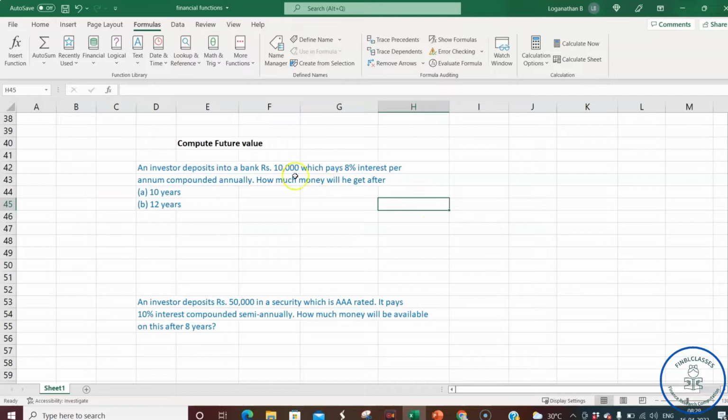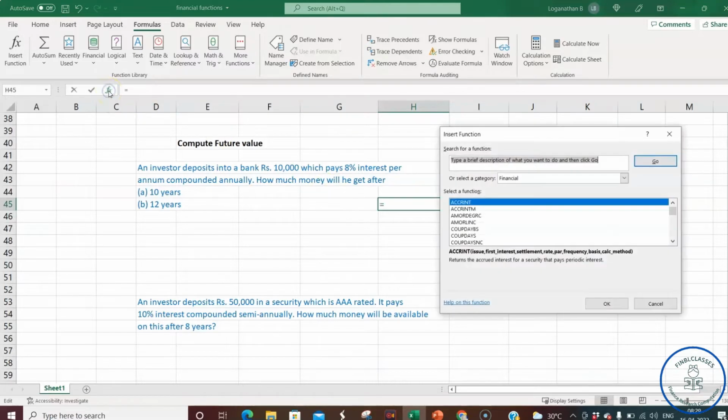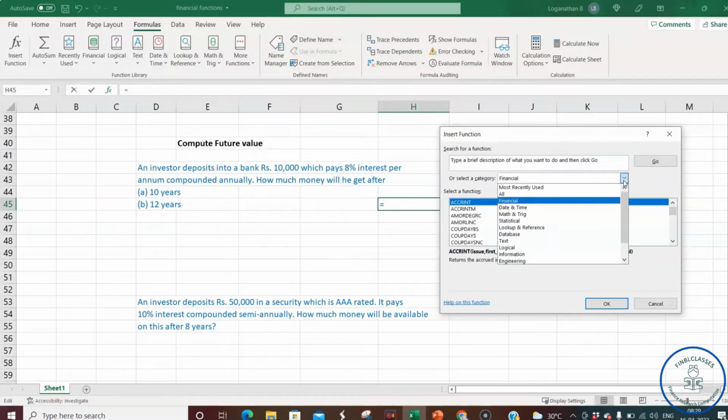Or you can go to the symbol you have, the FX. You click the FX, insert function dialog box will open. In that you have to choose the select category. You have to see that if it is selected as financial. There may be cases in your system where the select category may be different. In that case, you have to select the financial as the select category.